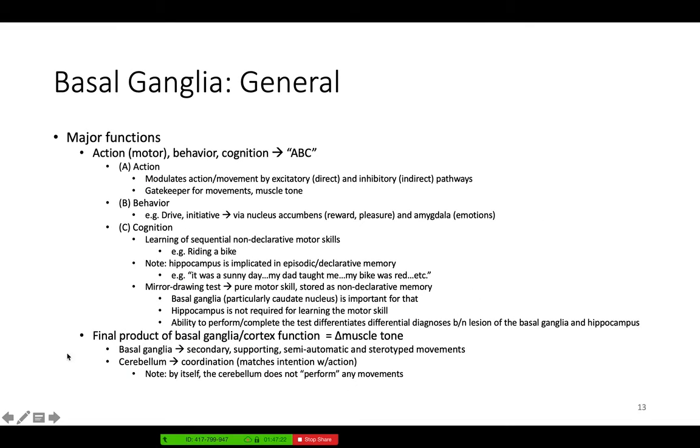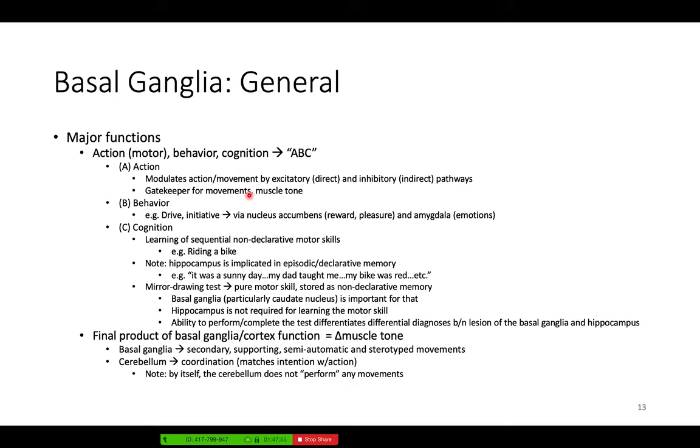Okay? So what is the basal ganglia for? It's all about the action, behavior, cognition. So, this is going to help modulate our action via our excitatory and inhibitory pathways. When we talk about Parkinson's disease, this is where a lot of the pathology is. We make a decision to take an action. We say, I'm going to raise my hand 1 foot in the air. Okay? Executing that plan means we have those nerves in the motor cortex. The thalamus is going to be involved.